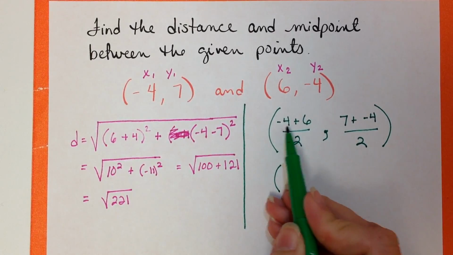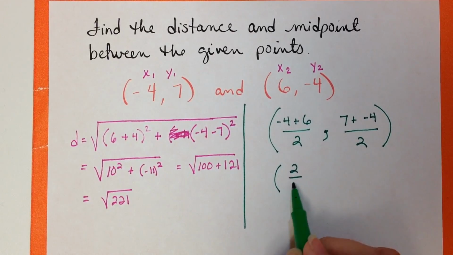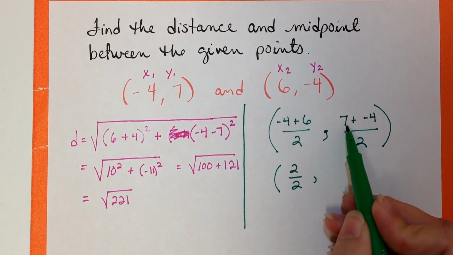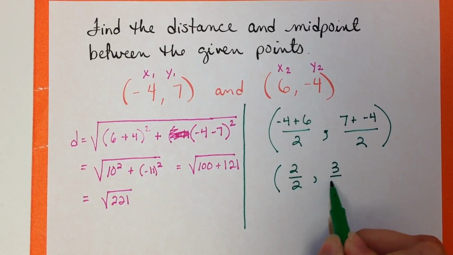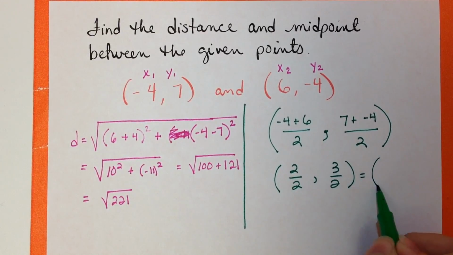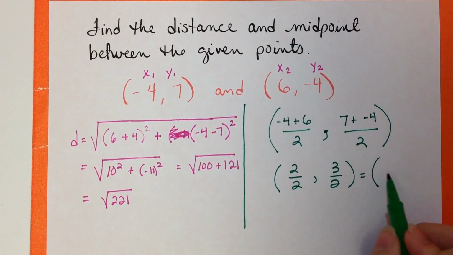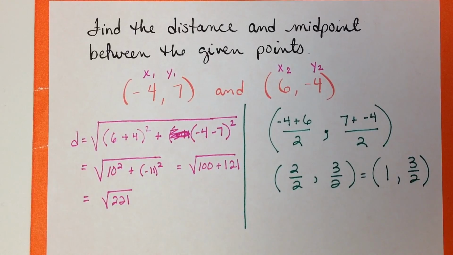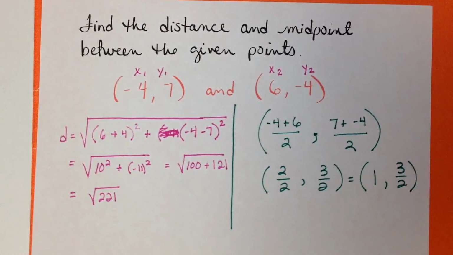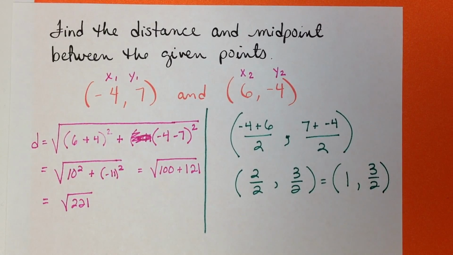Okay, so your negative 4 plus 6 is going to give you positive 2. Of course, 7 plus negative 4 is the same thing as 7 minus 4, which is going to give me 3 over 2. And then we'll do one step further here because 2 divided by 2 will give us 1. So the point (1, 3/2), oh, sorry about that. Scoot it over so you can see it. The point (1, 3/2) then would be our point that's halfway between these 2 given points.